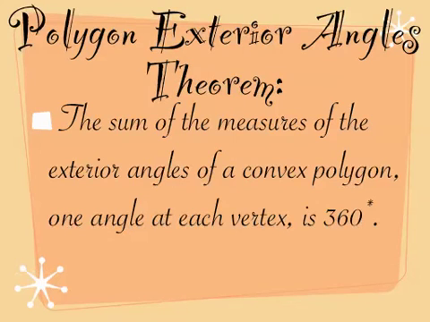The polygon exterior angles theorem says that the sum of the measures of the exterior angles of a convex polygon, one angle at each vertex, is 360 degrees. Notice that my polygon has to be convex, but it does not matter how many sides my polygon has. This is true for a triangle, true for a pentagon, true for any convex polygon, one angle at each vertex.